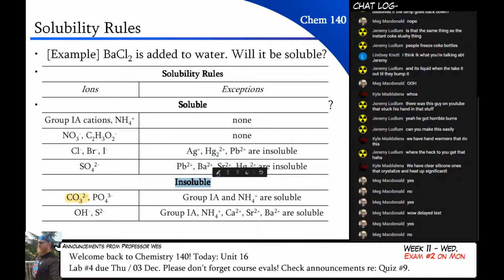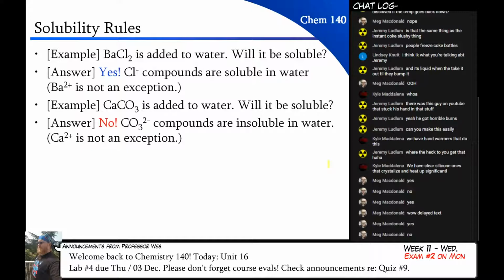Calcium carbonate is insoluble. Is calcium an exception? It is not. So we would say that calcium carbonate does not dissolve. There we go.